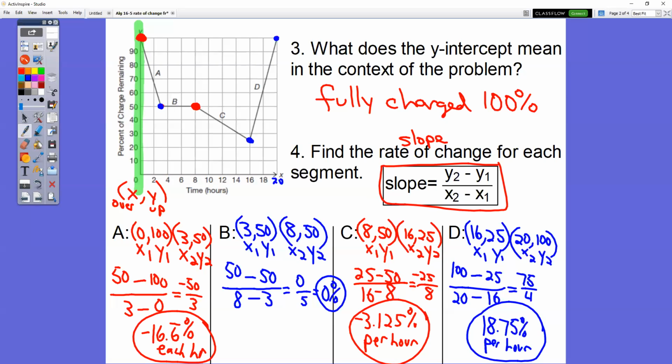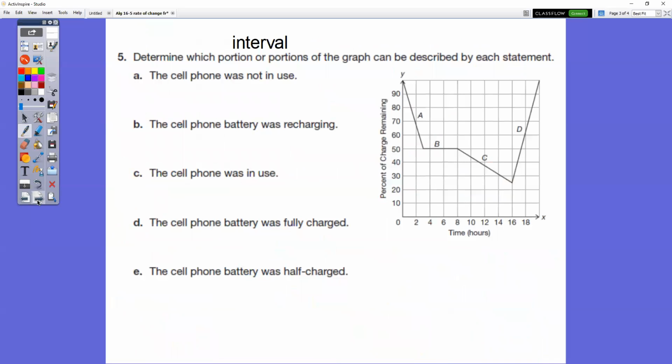But let's say that this was 20. If this was a negative 20, that would be changing the most. So that would be your rate of change. So let's take a look at some more questions dealing with this.